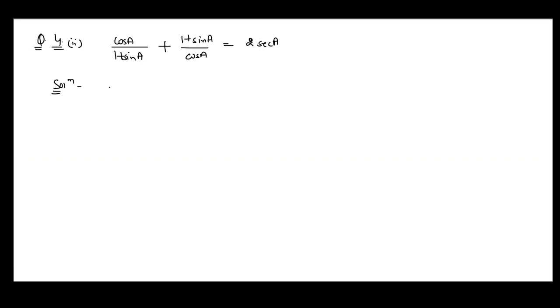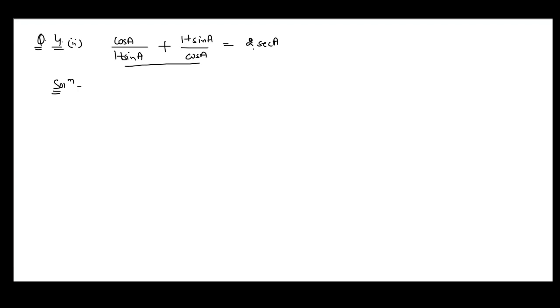So today we'll be starting with the part second of question number 4 from the exercise 8.3 of grade 10th NCERT textbook. So let's start. In this question we need to prove that cos A over 1 plus sin A plus 1 plus sin A over cos A equals 2 secant A.